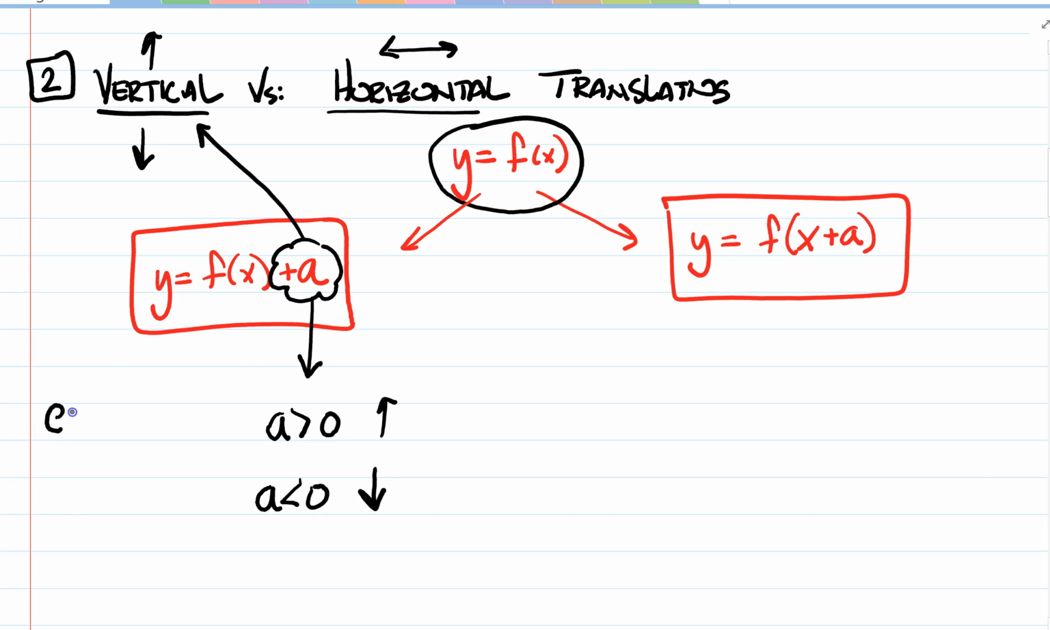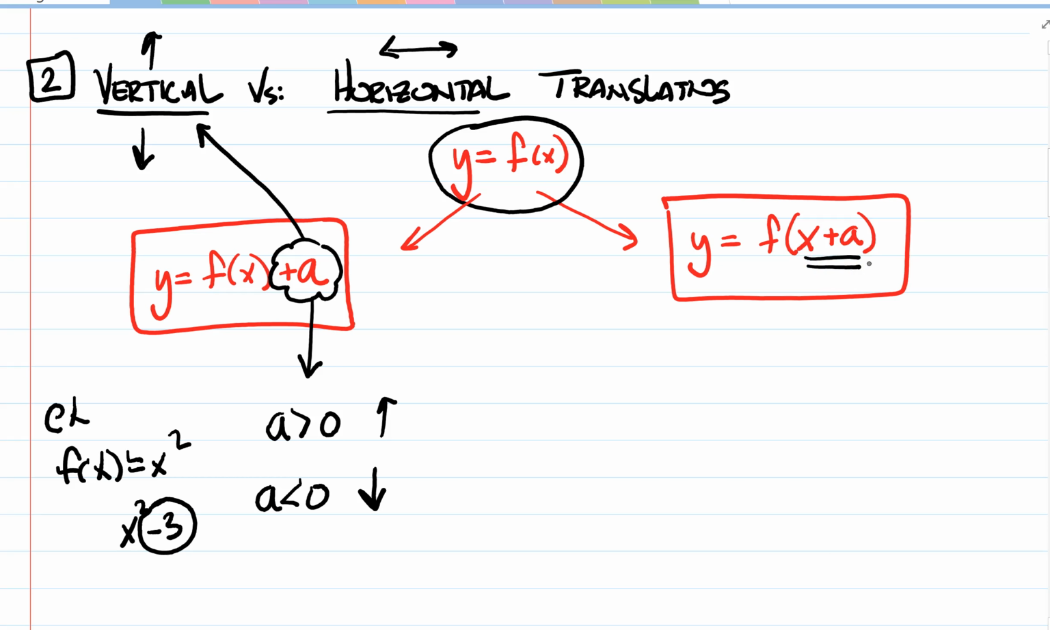As an example, if I give you the parent function f of x is equal to x squared, and then I say x squared minus 3, then because I'm subtracting 3 from the end, that means I'm going to translate my function down 3 units. That's a very different story than this one over here, okay? And most students mess this part up.